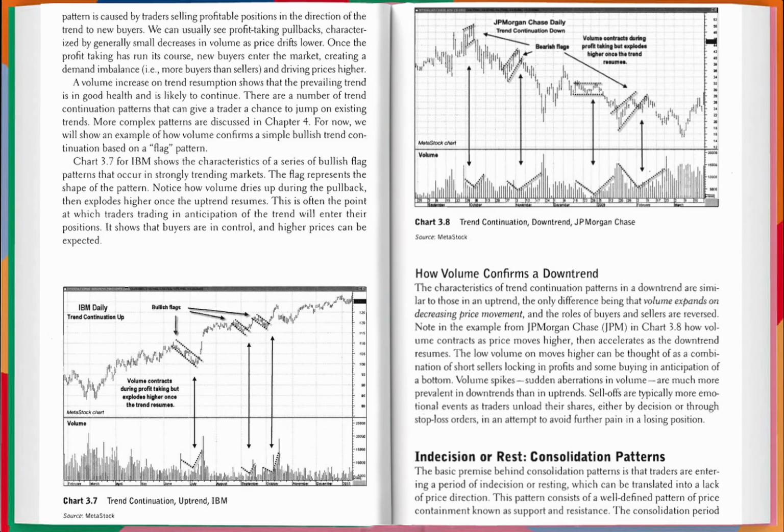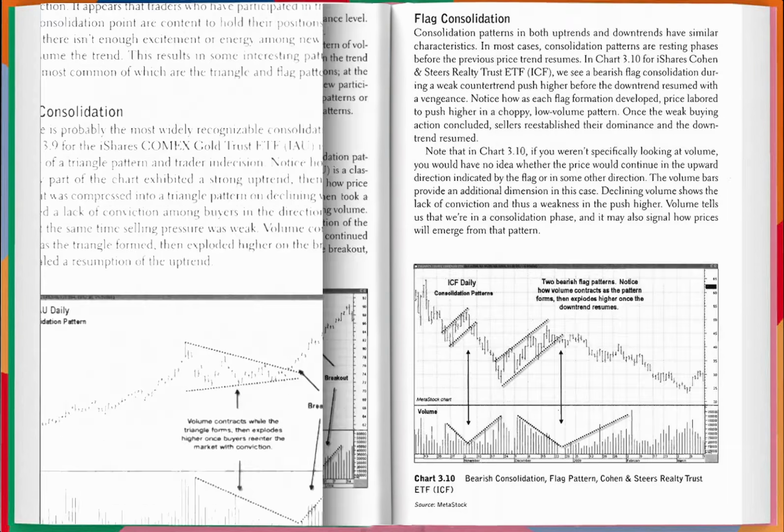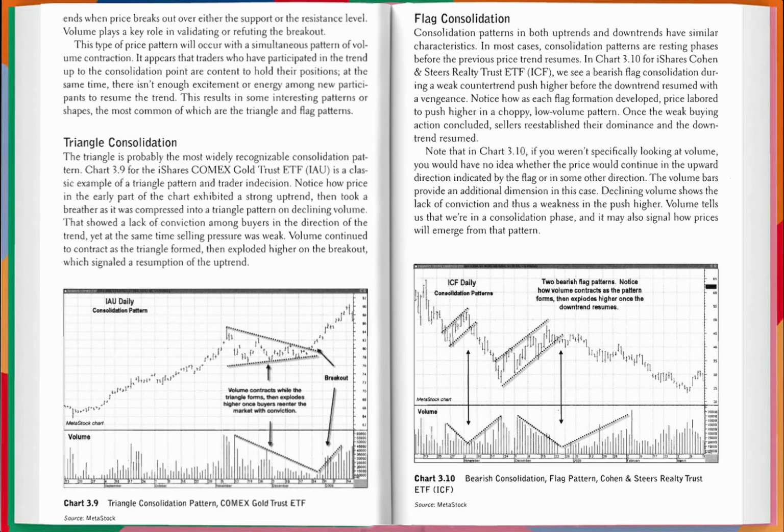Indecision or rest, consolidation patterns. The basic premise behind consolidation patterns is that traders are entering a period of indecision or resting, which can be translated into a lack of price direction. This pattern consists of a well-defined pattern of price containment, known as support and resistance. The consolidation period ends when price breaks out over either the support or the resistance level. Volume plays a key role in validating or refuting the breakout.